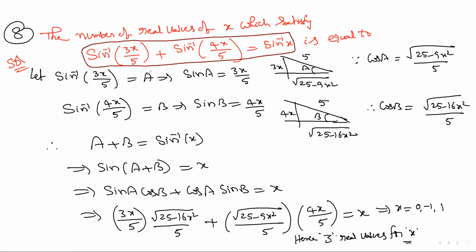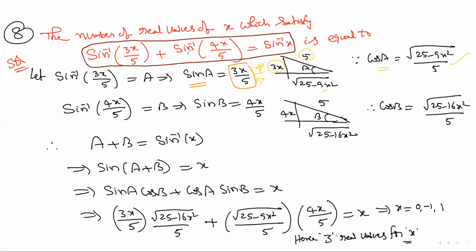Here, let us take the first function. Sin A is equal to 3x by 5. So what is the sin A formula? Opposite side by hypotenuse. Here 3x, here 5. The adjacent side is root under 25 minus 9x square. Okay, cos A value is adjacent side by hypotenuse. This is the value of cos A.